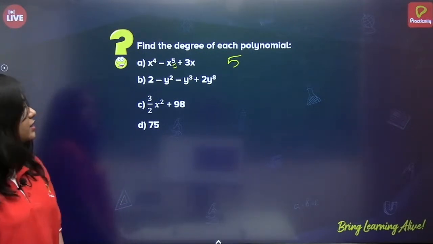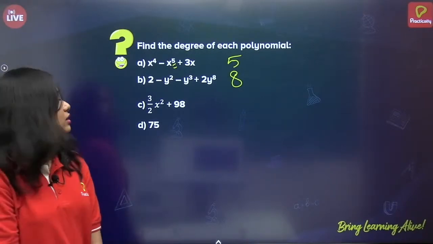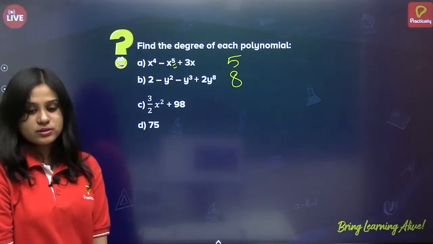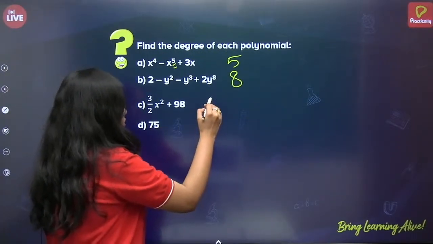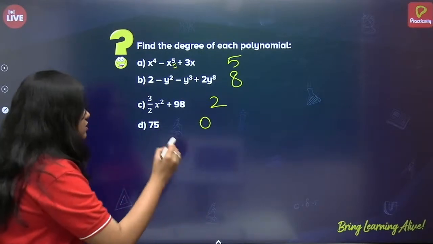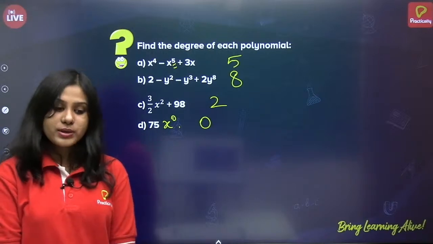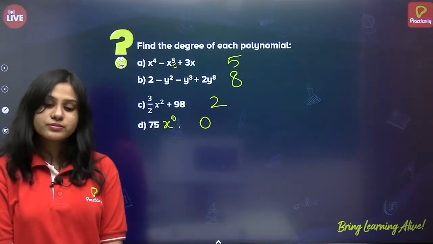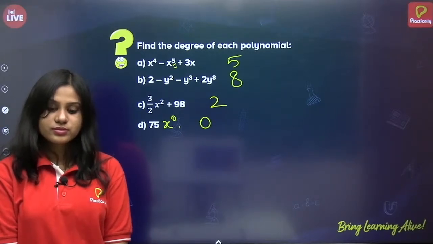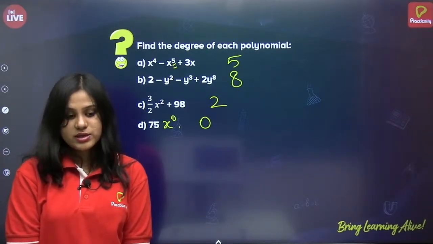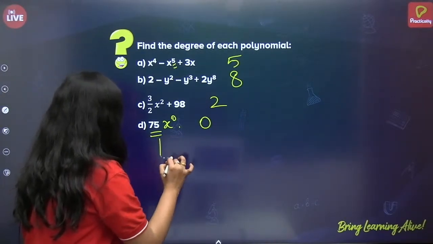Next. B is 8. Very good. And what about C? C is 2. D is 0. Very good. Why is it 0? Because 75 is 75 x power 0, so the degree is 0. So is 75 a constant polynomial? Yes, 75 is a constant polynomial.